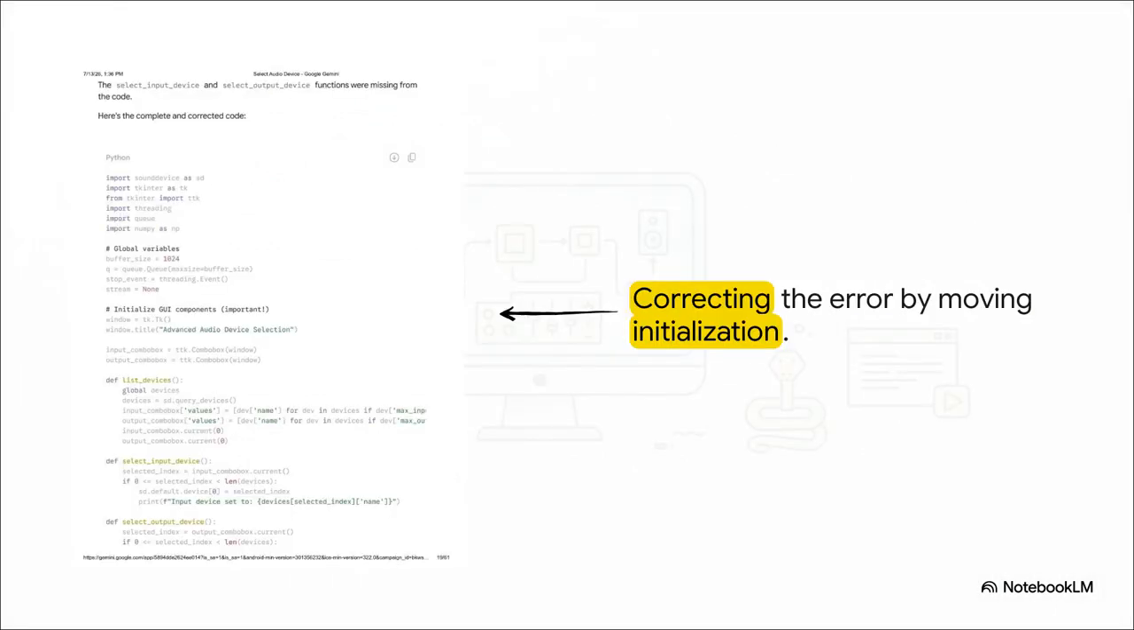It all came down to the order of operations. Python reads code top to bottom, and our buttons were literally trying to reference the main window before we had even created it. The fix is super simple. We just grab the initialization of our main window, that window = tk.Tk line, and move it to the very top of the script, way before any other components try to attach themselves to it.